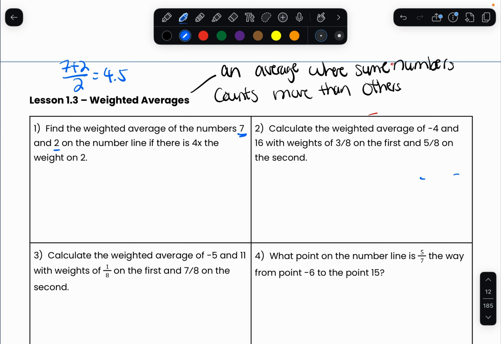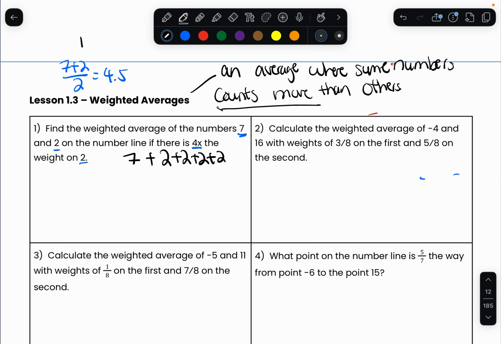Now, this time we're calculating the weighted average because it says I have 4 times the weight on the 2. Now, let me show you what this means before I actually get into the formula. Now, it says add the numbers 7 and 2, right? Just like I did right here. But this time it says I have 4 times the weight on a 2. What this means is that instead of me having one 2, I'm going to actually have a total of four 2s. My 2s are going to be weighted much more because I count them more than others. This is what weighted means. Meaning some numbers are being counted more when I calculate the average.